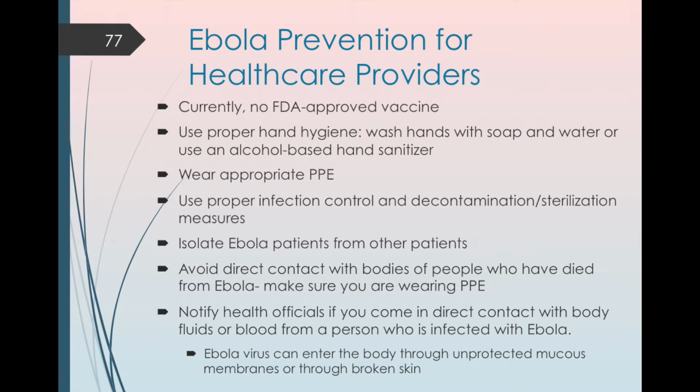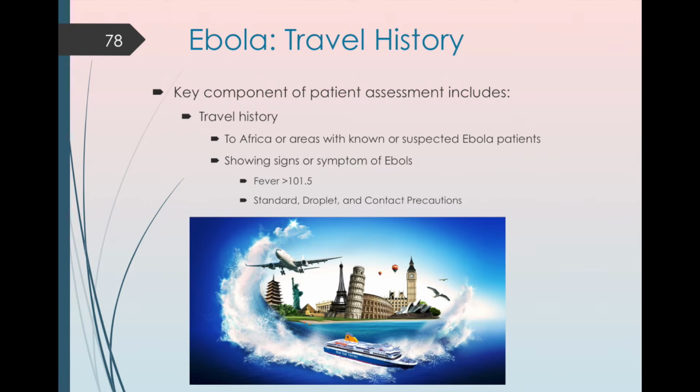Isolate the Ebola patient from other patients. Avoid direct contact of the bodies of people who have died from Ebola, and make sure you are wearing PPE if you do need to handle these bodies. Notify health officials if you come in contact with body fluids or blood of a person who is infected with Ebola. The Ebola virus can enter the body through unprotected mucous membranes or through broken skin.